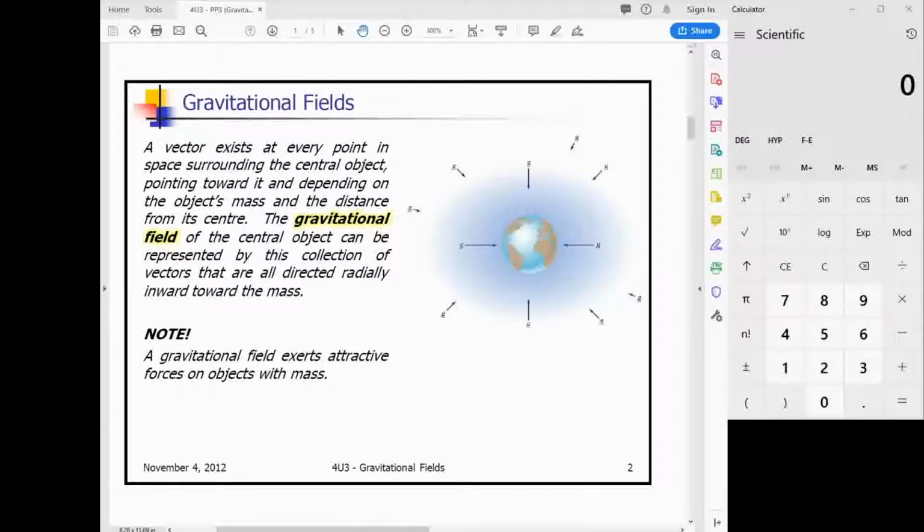So this slide here says basically that inside this gravitational field of the Earth, or any object, any point around the Earth is affected by the vector that exists at that point. And that vector direction is always pointing towards the center of the object. The magnitude is greater if we're closer to the object and less if we are farther away from the object.